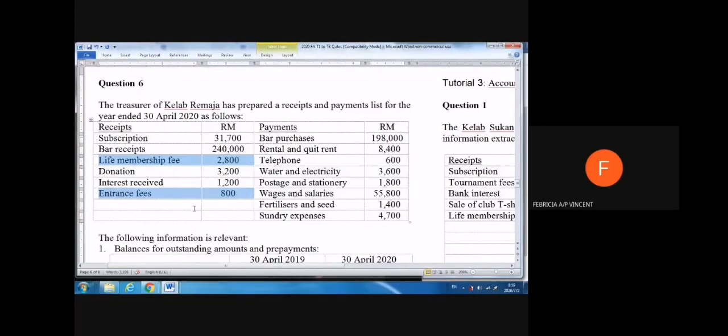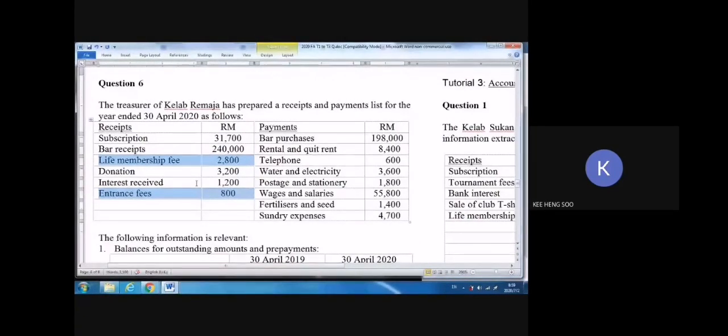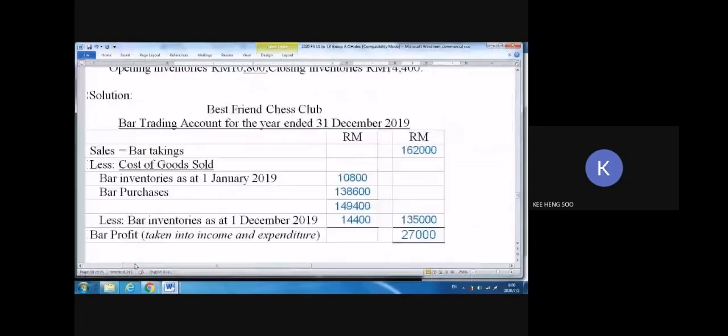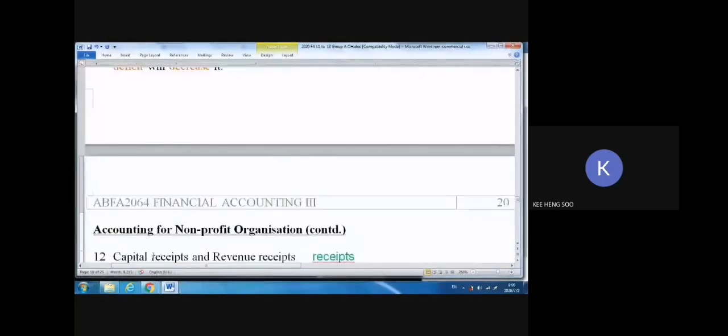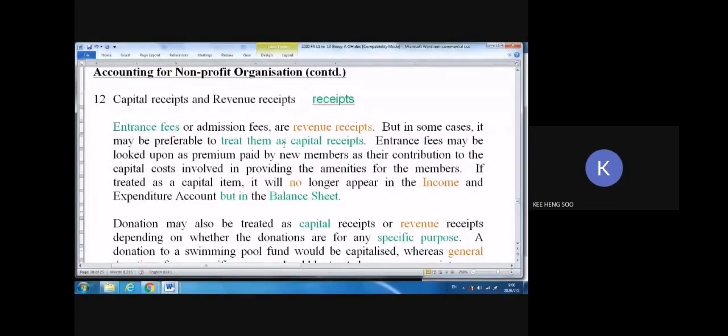If it says capital receipt, it is not income; revenue receipt is income, correct. Refer to the lecture note just now. I mentioned that revenue receipt means income, note number 11, page number 20. Can you see that? Revenue receipt is your income. Capital receipt is not income. Capital receipt is recorded in the statement of financial position.